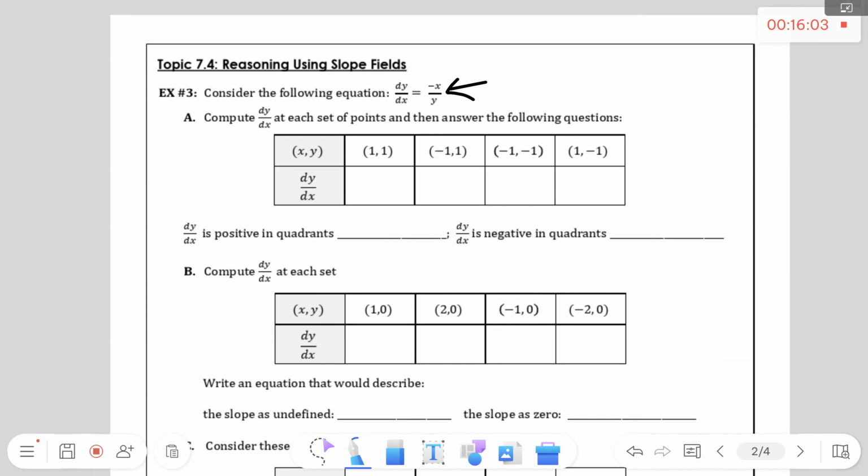Plug in 1, 1. Well, what's negative 1 divided by 1? Well, it's negative of negative 1 divided by 1. All right, that was unfairly complicated. Negative 1. So, just to put a quick little graph over here. At 1, 1, the slope's negative. At negative 1, 1, slope's positive.